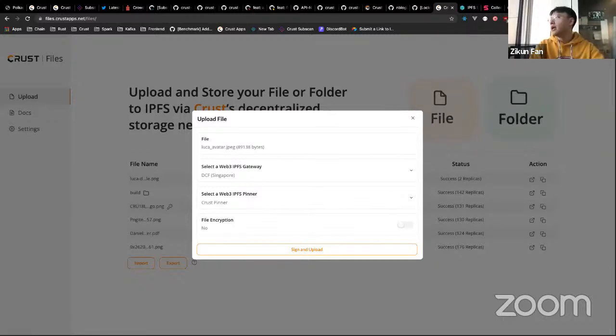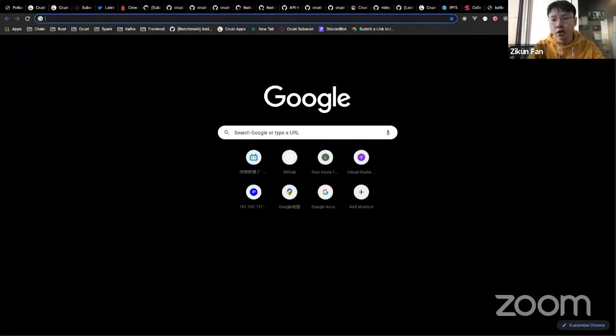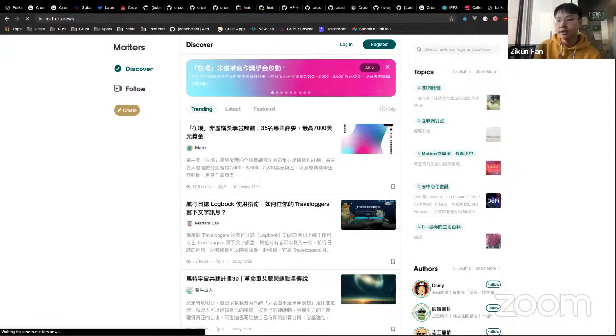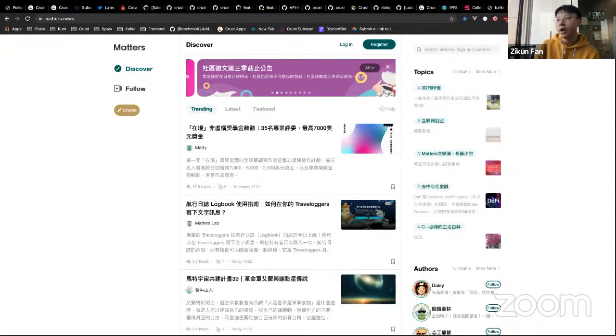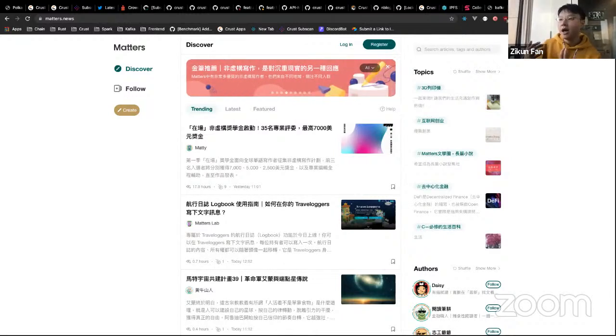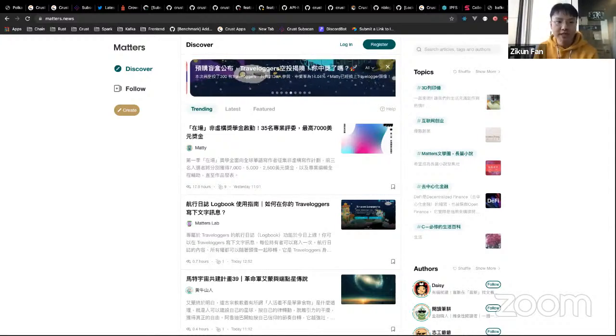The first one is a decentralized social network called Matters. That decentralized social network allows everybody to post articles and videos in a super decentralized way. And their articles and videos and also the travel loggers are stored by the backend IPFS storage. And they are using the Crust IPFS decentralized storage network. So that's the first case we recently cooperated on with Matters.